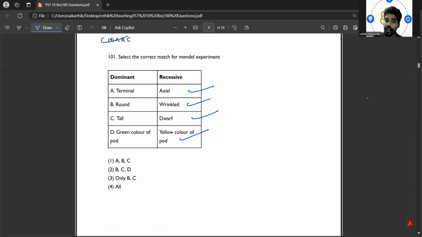This is not a match of the following kind. Rather, it is about dominance, they have already given that heading, dominance and recessive. So remember, axial will always be dominant, and terminal will be recessive. So this portion is actually wrong. The correct match will be B, C, and D.